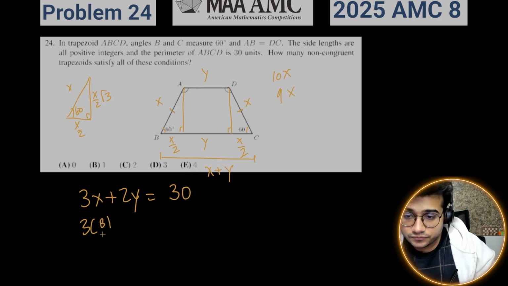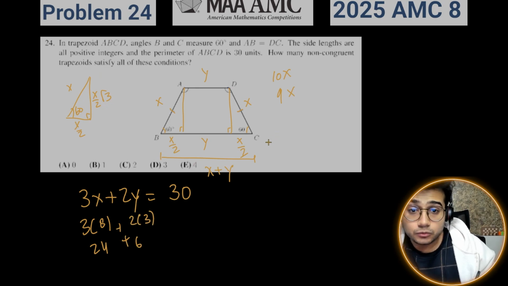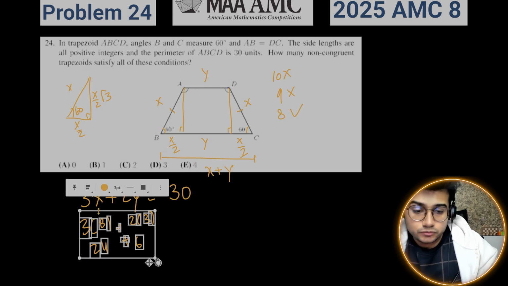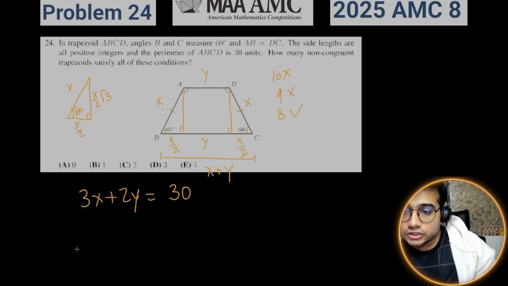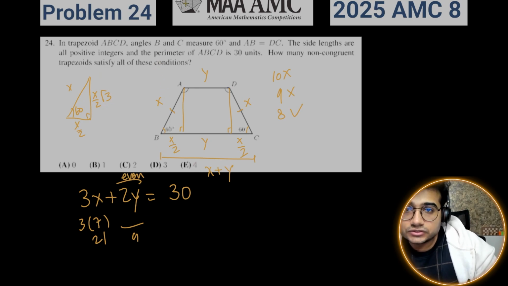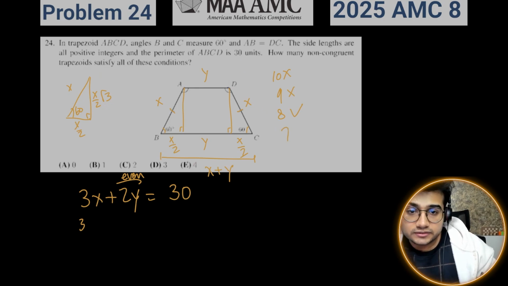What about 8? Well, 3 times 8 will give us 24. And then y can be 3 in this case and give us a 6, and that will work. So 8 works, right? Then let's go on to the next possibility. What about 3 times 7? Well, that's 21. This will have to be 9. Again, this has to be an even number, right? So 7 would not work. Well, 6 would work. Let's see.